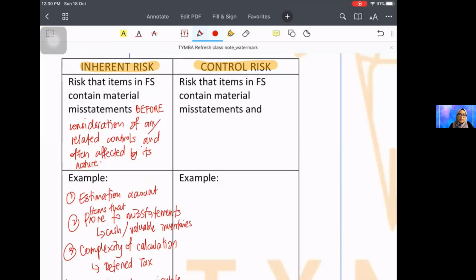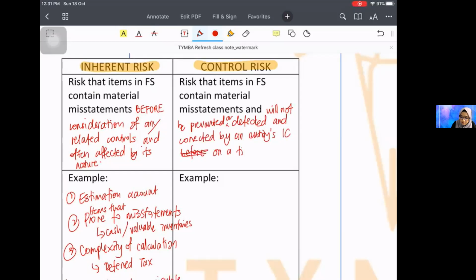Let's move to control risk. What's the difference between inherent and control risk? When we talk about control risk, we are talking about the risk that items in financial statements contain material misstatement and will not be prevented or detected and corrected by an entity's internal control on a timely basis. So if inherent risk is before consideration of any related control, control risk is after consideration of any internal control, but such control is unable to prevent or detect and correct any material misstatement. As simple as that.